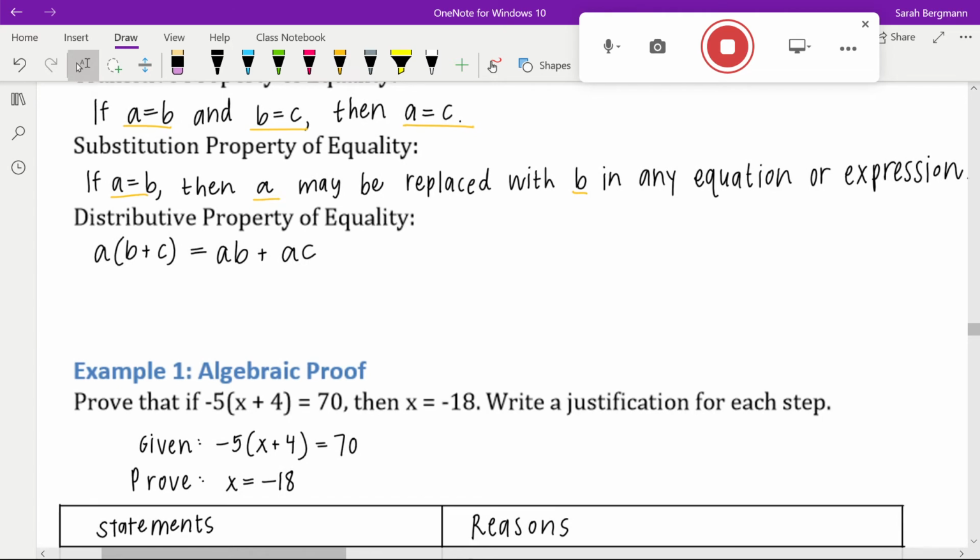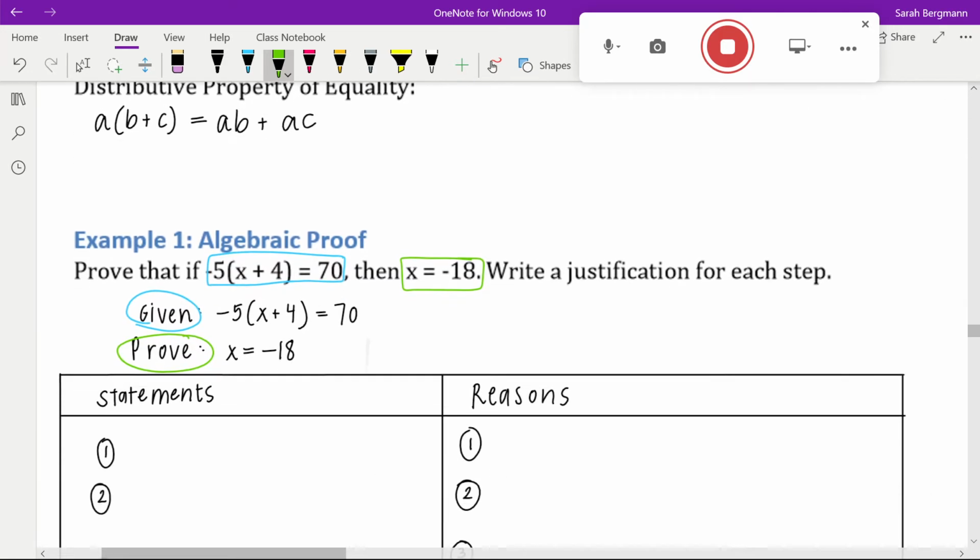So it says, prove that if negative 5 times the quantity x plus 4 equals 70, then x is equal to negative 18. So this is an if-then statement. You're going to take the hypothesis of the statement, which is what goes with if, and write it down as the given. You'll take the conclusion of the statement, which is the part that's with then, and write it down as what you're trying to prove.